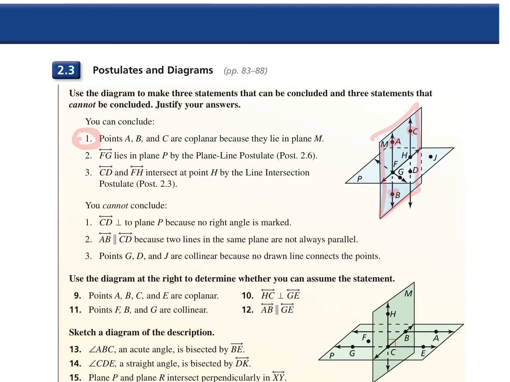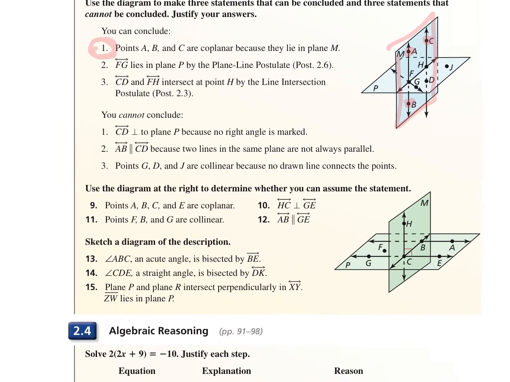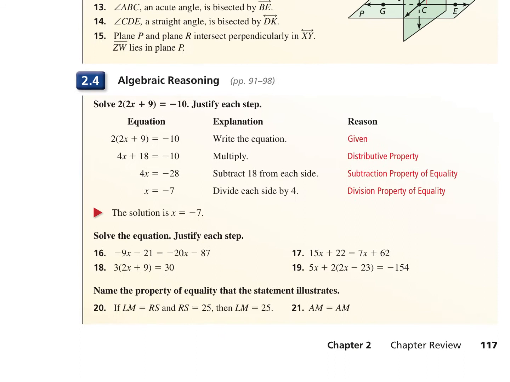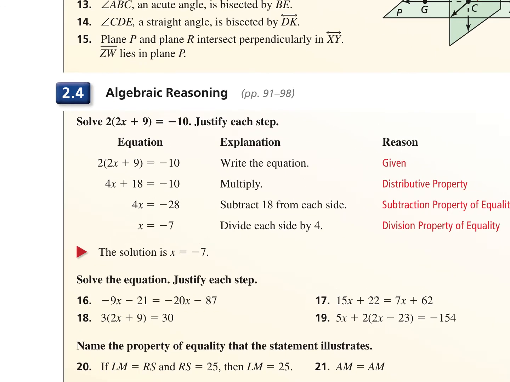And again, know all the postulates and be able to identify them. So that was 2-3. 2-4, this was the algebraic reasoning. You are going to write a 2-column proof when you solve an algebra problem. So for example here, I know the instructions say justify each step, but on the test it's going to say write a 2-column proof.